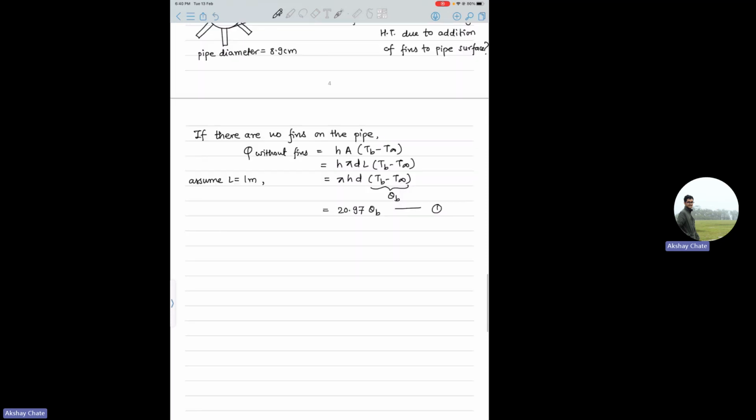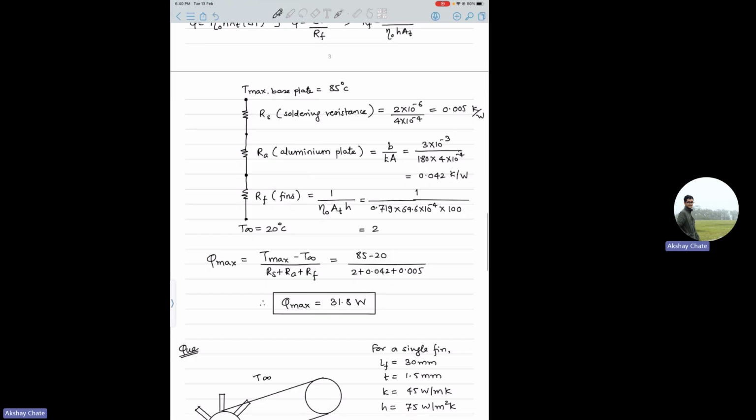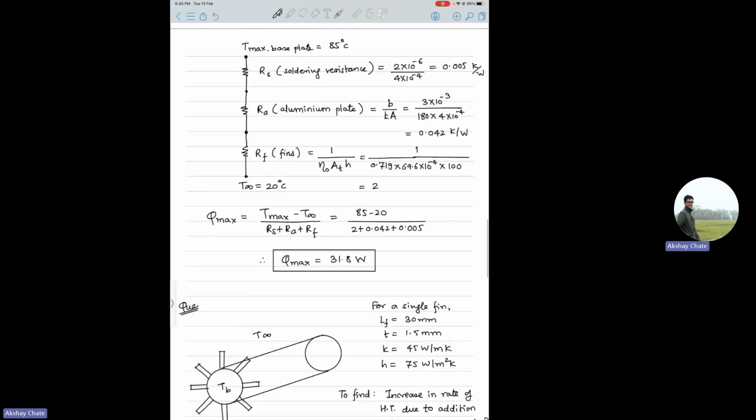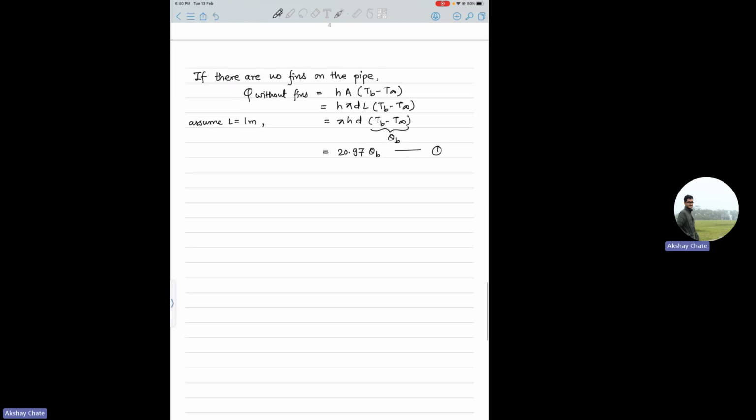Now, with the addition of fins, what happens? So the story goes similar to the previous question. So this is your first case, and let's say second case with fin addition. What happens? First of all, you have to calculate area again, right?